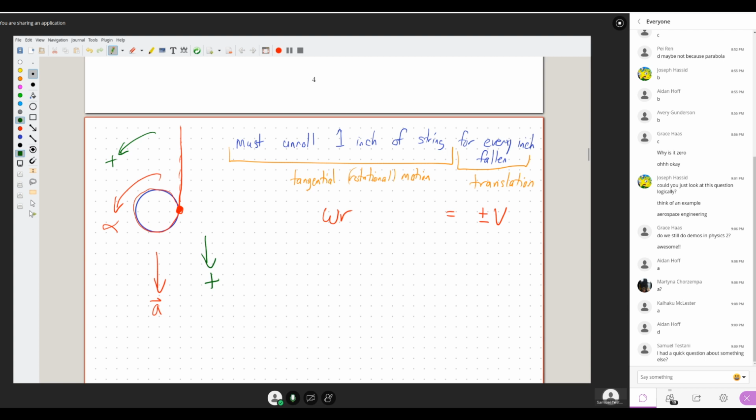So do omega r and v have the same sign or opposite signs? They'd have the same sign. Yes, with his coordinate system, they have the same sign. But if I put the string on the other side, or if I chose a different coordinate system, that might be minus. You have to think about this every time. So this one is plus.